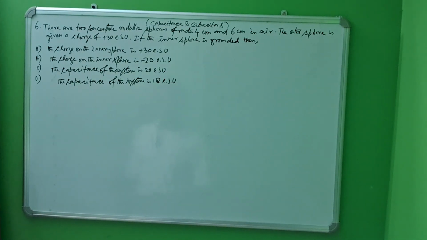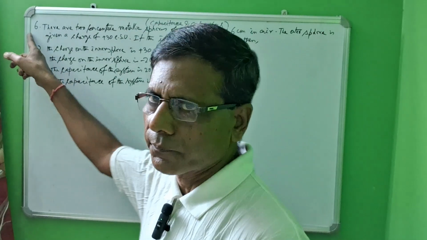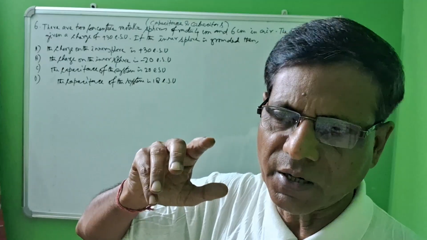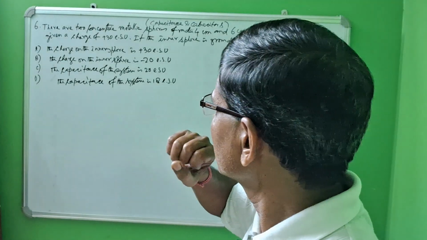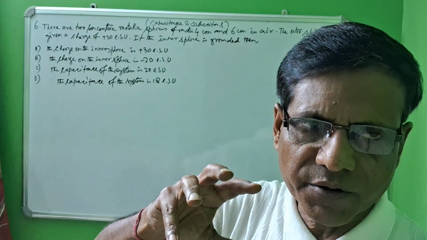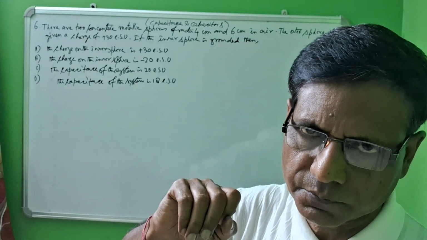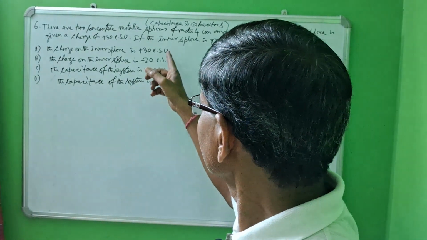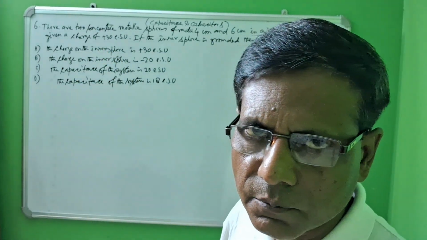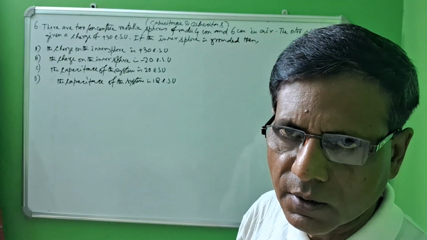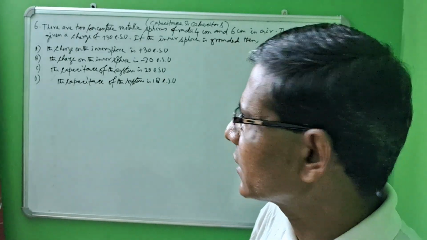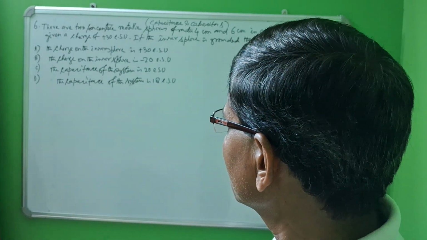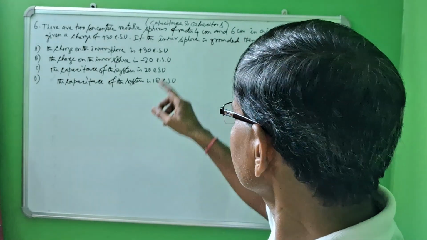We face another problem with two concentric metallic spheres. According to the problem, the outer sphere is given a charge of plus 30 ESU and the inner sphere is grounded.